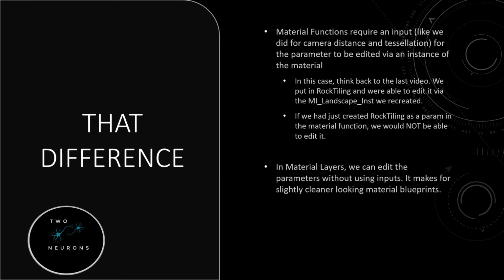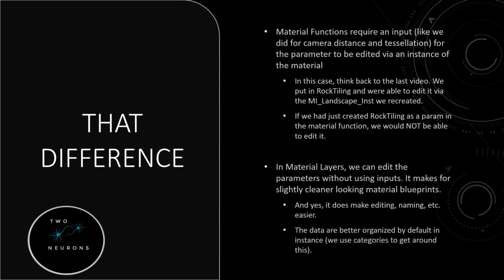And in material layers, we can edit parameters without using inputs. This makes for a slightly cleaner material blueprint. In fact, this might be what's happening: because we have set it to be a layer, we are getting some access to parameters we normally wouldn't get access to. So we might be getting some of the advantages already. And yes, it does make naming and editing things easier.